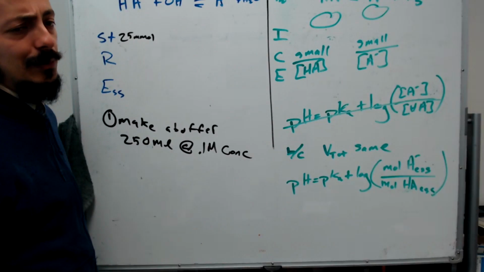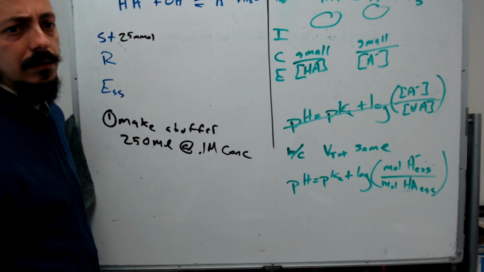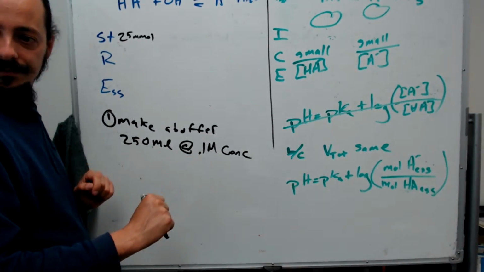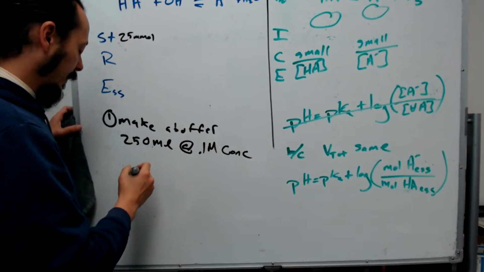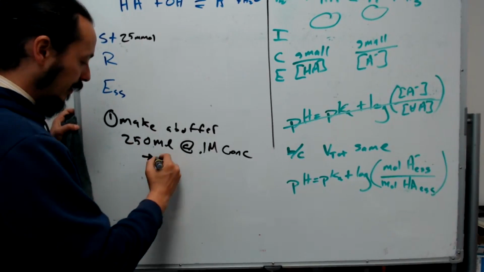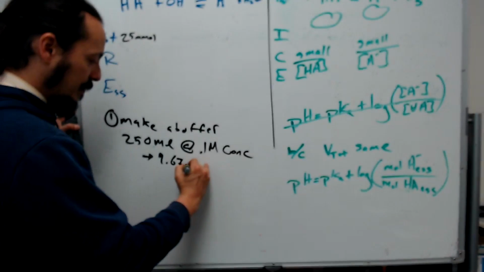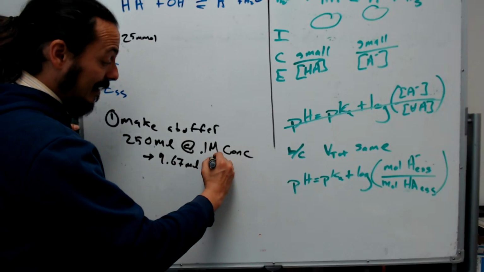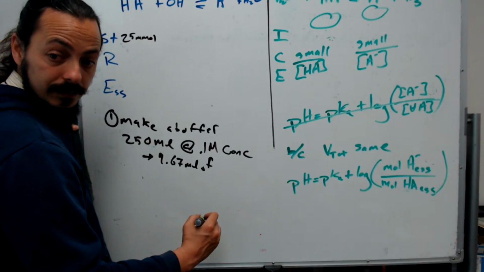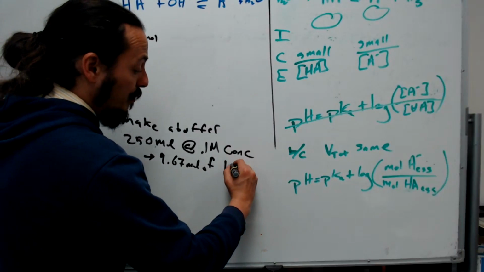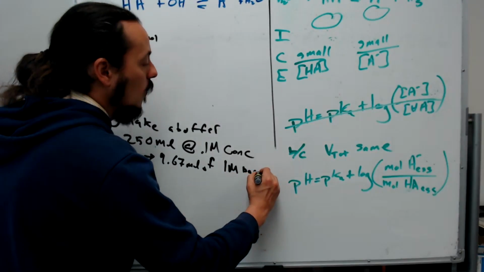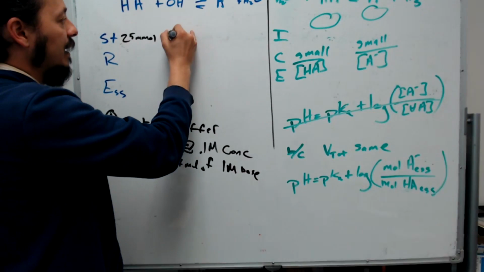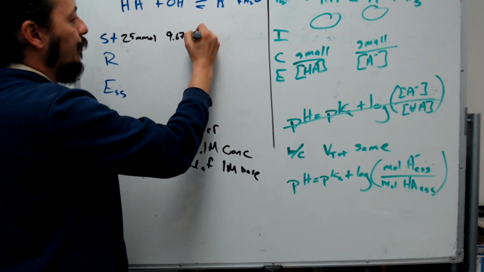Somebody, how much base did you add? Wait, how do you know that it was 25 mil? Okay, 0.1 times 250. 9.6 milliliters. 6.7 milliliters of base. We're using yours. 9.67 milliliters of base. And what concentration was that base that you added to make this? 1 molar base. This tells us that this OH minus is going to be 9.67 millimoles.